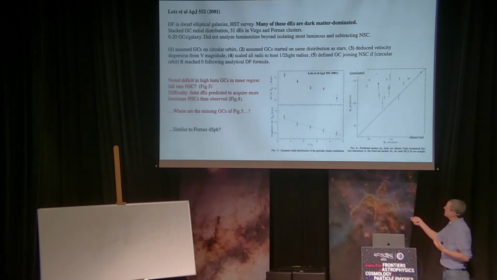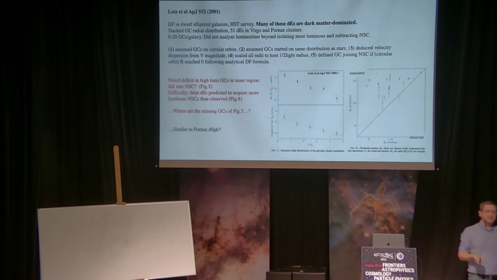And again, without going to the details, the conclusion here was that there seems to be a shortage of these nuclear clusters. We see a lot of galaxies with a lot of globular clusters that, at least in many of them, should have fallen and made nuclear star clusters. And where are these nuclear star clusters? They should have been here. We should have seen many more nuclear clusters. So is there a problem?